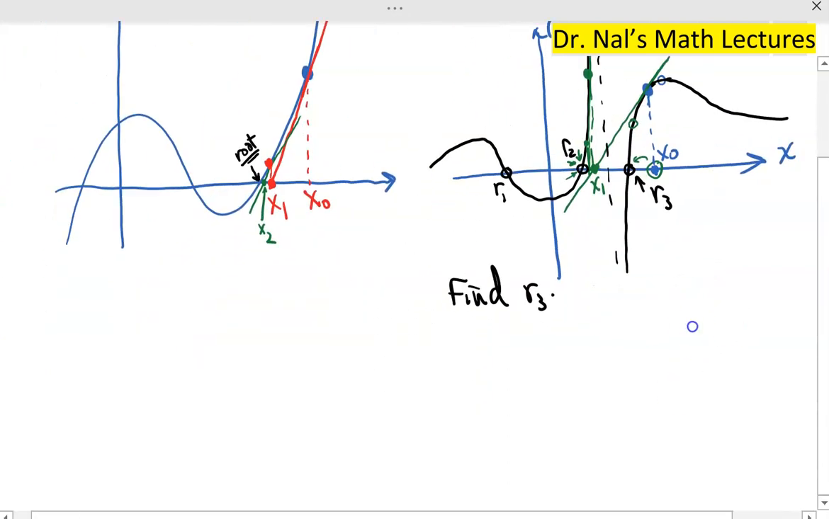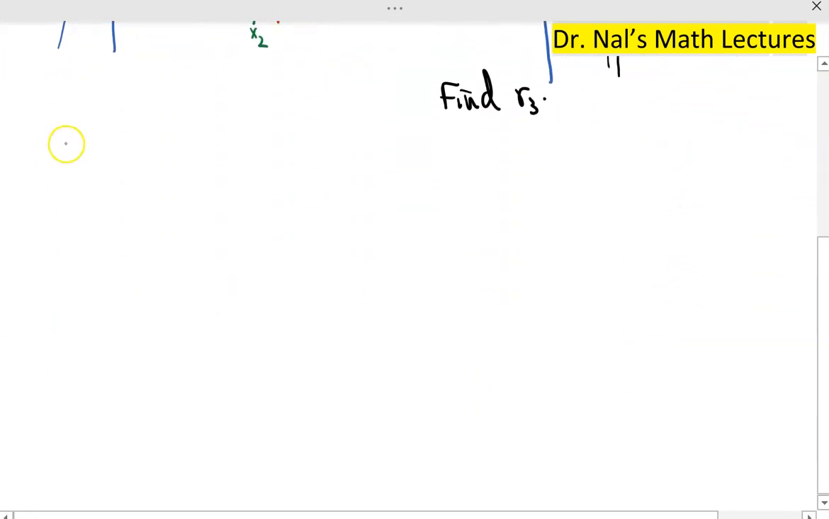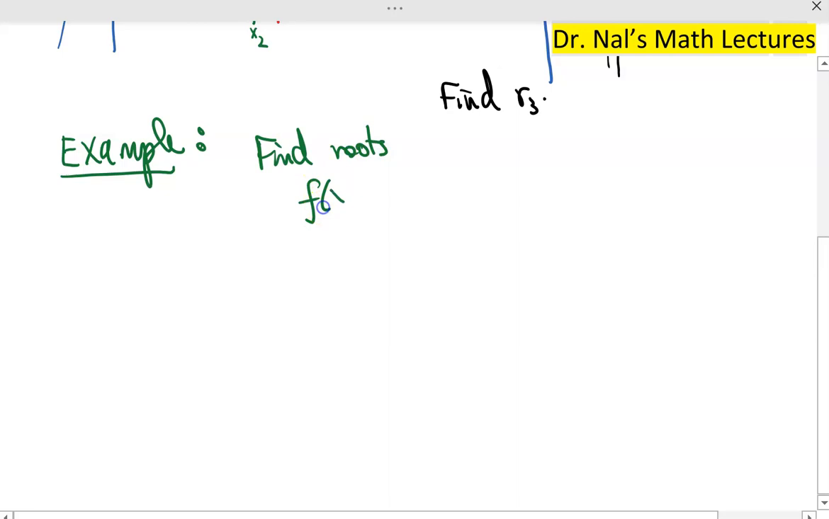Here is a pathological function which is very hard to deal with. So here's an example where our Newton method will actually fail altogether. So if you consider this function, let's say find roots of the following function, f of x is equal to x to the power 1/3, which is basically saying this is just the cubic root of x.